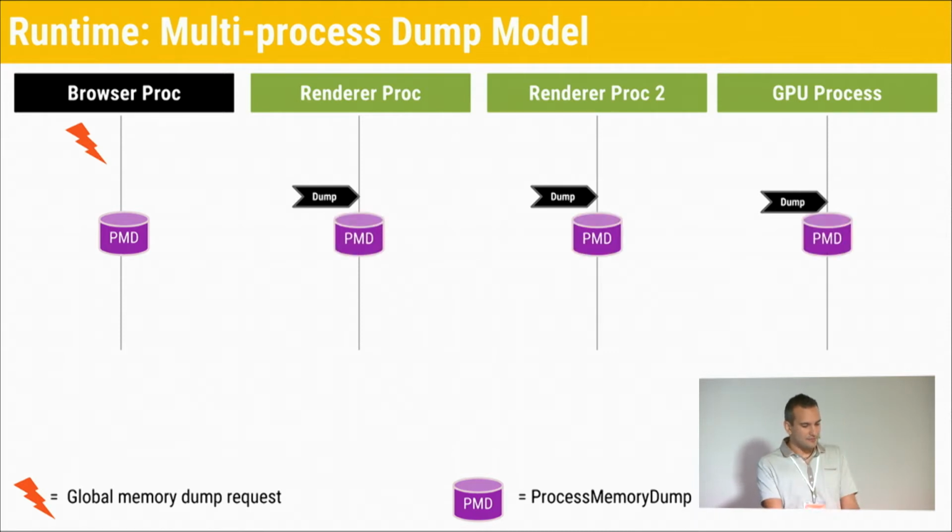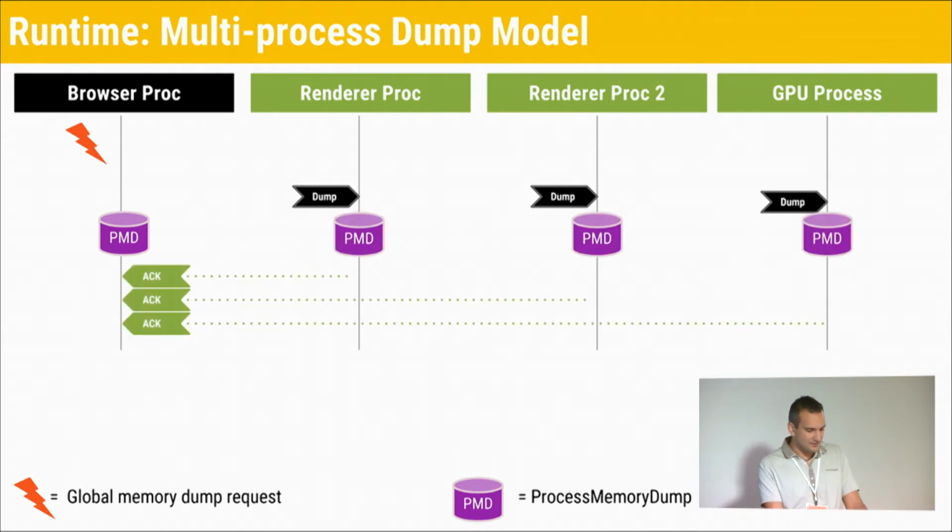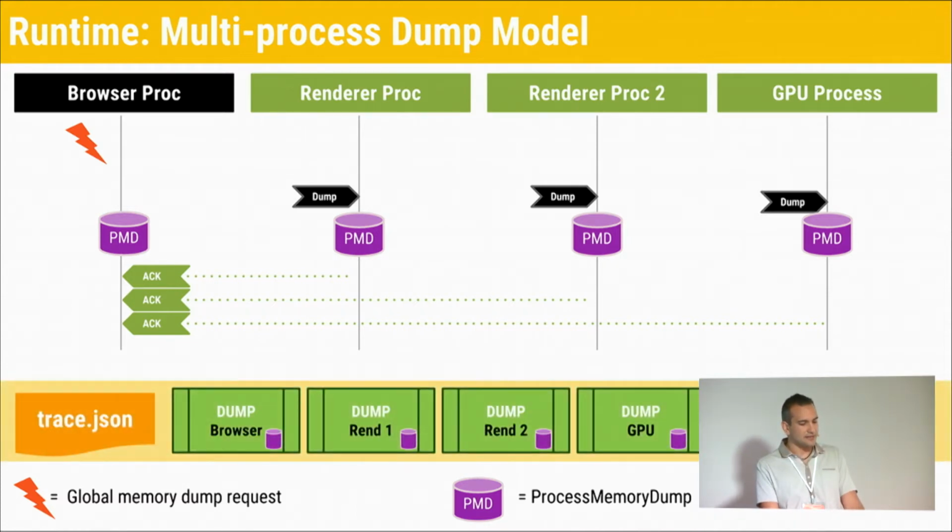They all create these snapshots. The confirmation gets back, and all these snapshots end up in the trace. And then the UI is able to recombine all these snapshots coming from different processes and aggregate all this data.